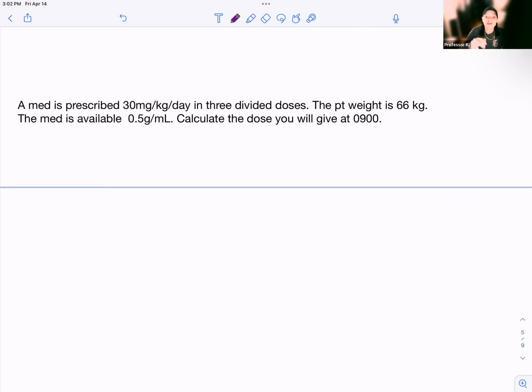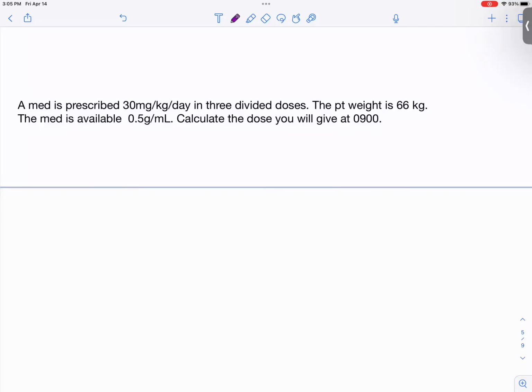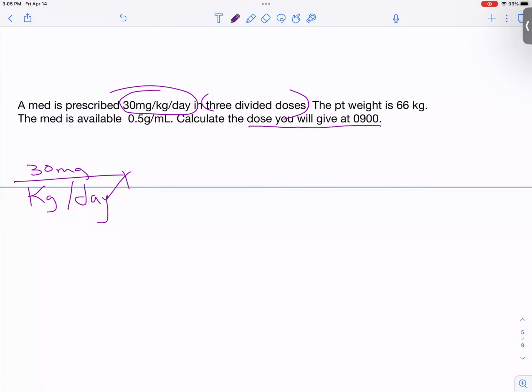So now I want you to solve this one. All right, so you see the difference with this one. This one is asking you to calculate the dose you will give at 9 a.m. All right, so it's a 3-factor because the order has 3 elements. It says a med is prescribed 30 milligrams per kilogram, and then we add the day. Now it's saying in 3 divided doses. So how many times a day is that? 3. All right. So every day, there's 3 doses.